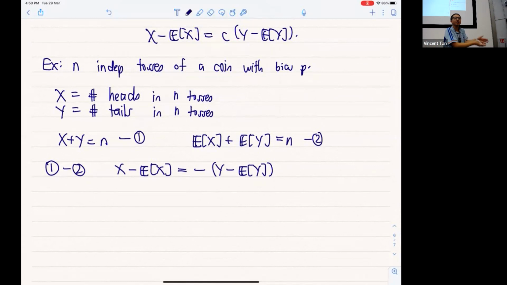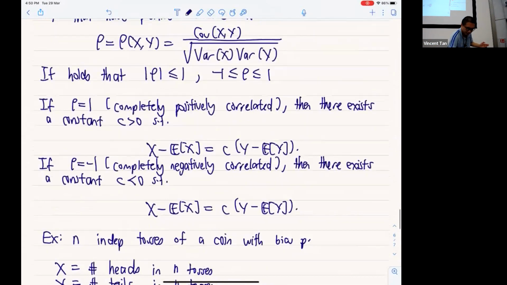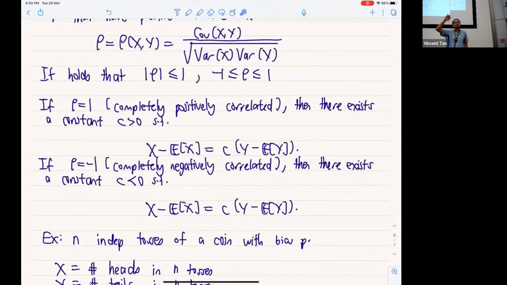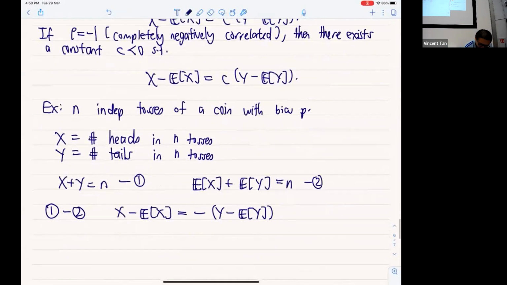If you have very few tails, you have a lot of heads. They seem to be negatively correlated. In fact, they are completely negatively correlated per the definition here. Completely negatively correlated. This is believable, right? Because if you have a lot of heads, we're going to have very few tails. Let's see whether when we plug into the formula, we get what we want.